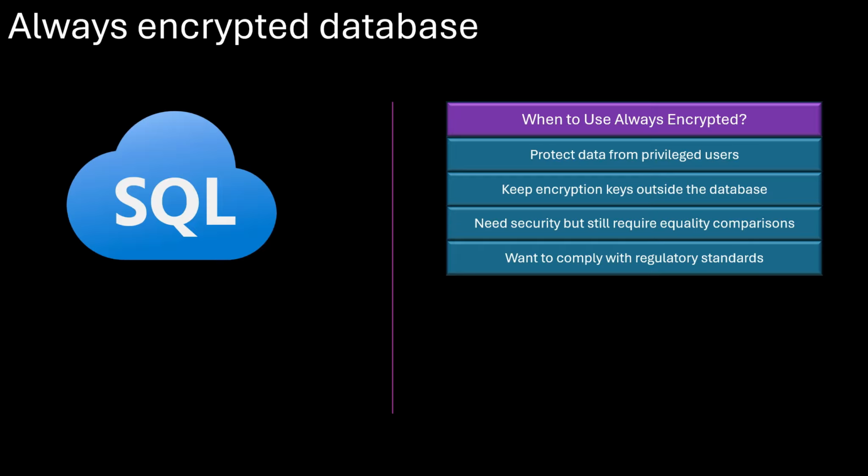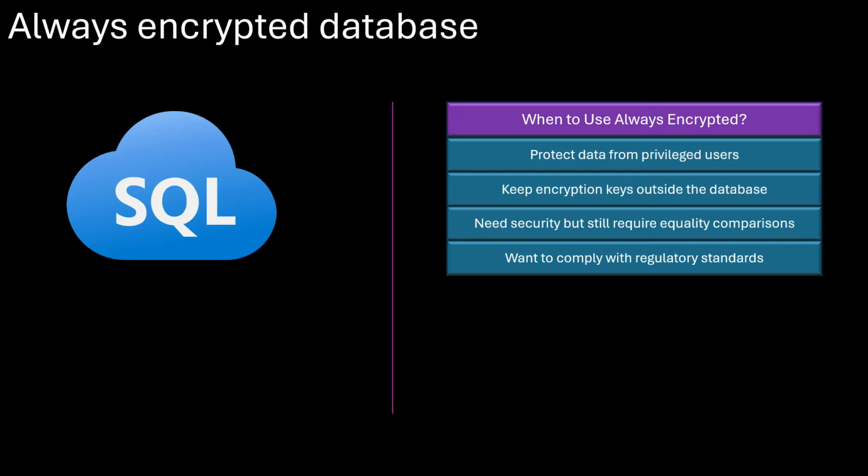You should avoid Always Encrypted if you need sorting, range queries, or complex calculations on encrypted data. You should avoid it if you need to use unsupported data types like XML, text, or computed columns. And you should avoid it if you need to perform extensive joins or filtering without revealing key information.